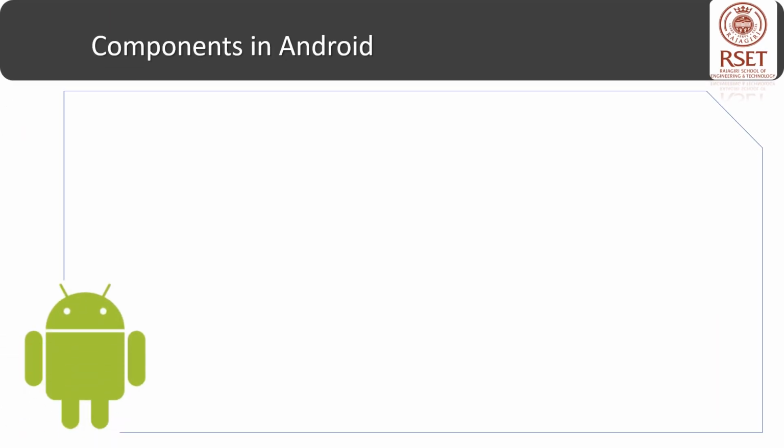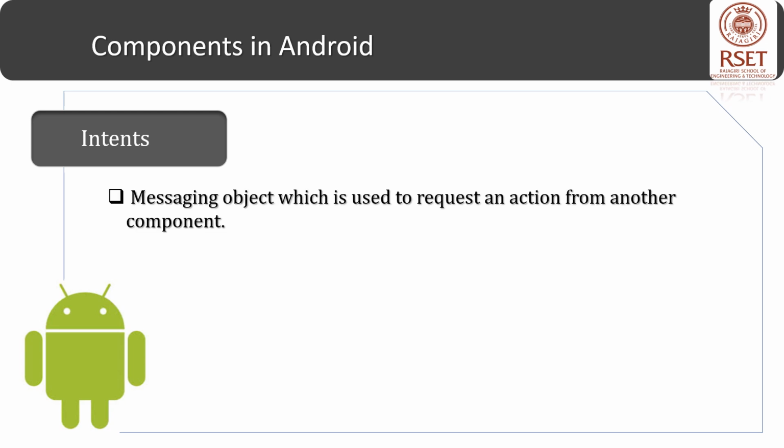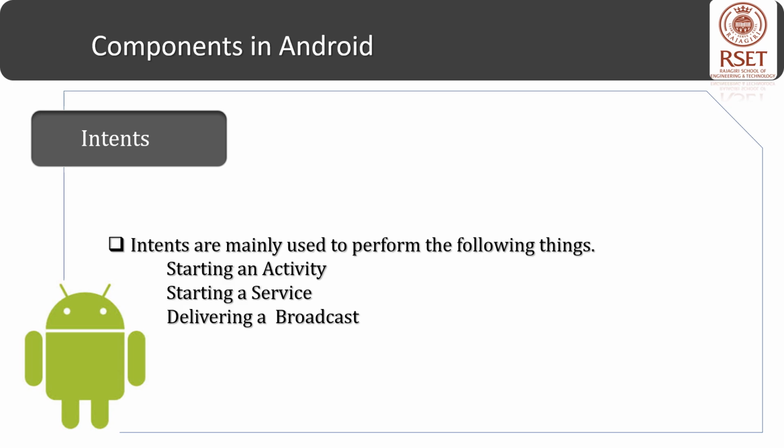The second application component in Android, intents. Intents in Android is a messaging object which is used to request an action from another app component, such as activities, services, broadcast receivers, and content providers. Also, it is meant to perform certain functionalities like starting an activity, starting a service, delivering a broadcast. All these technical terms like service, broadcast will be explained in the coming slides.